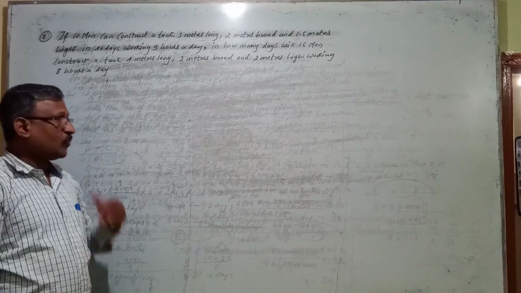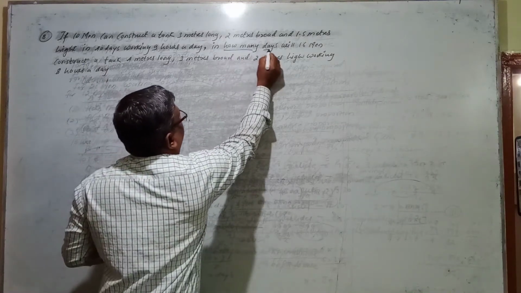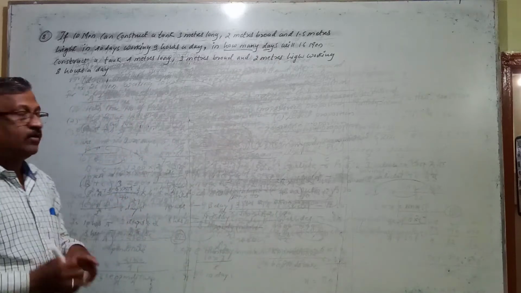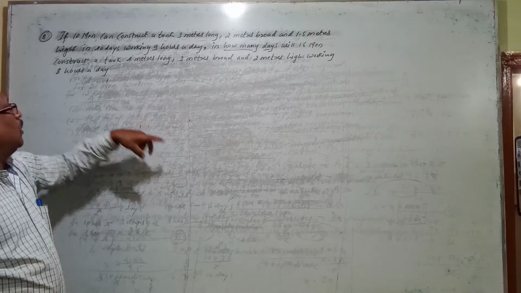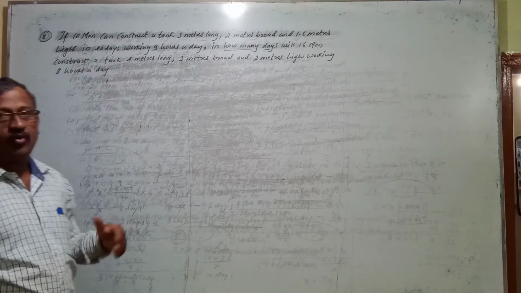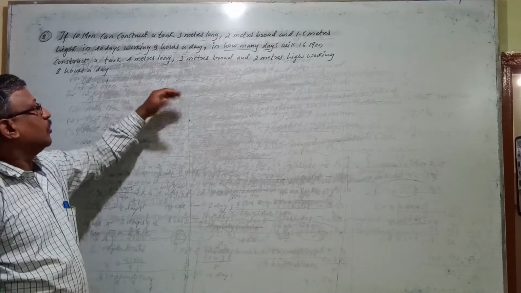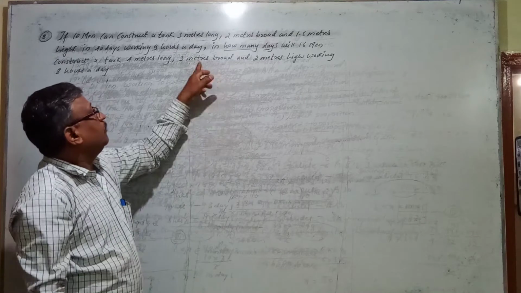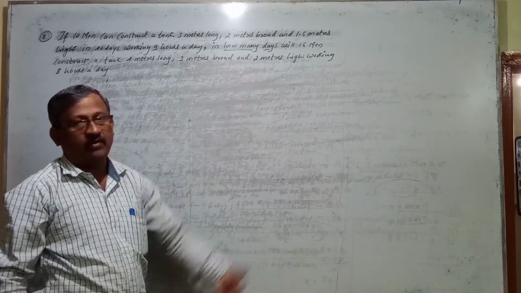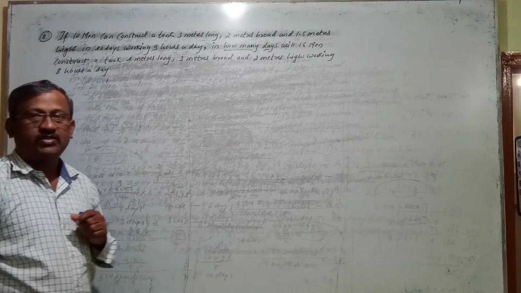So what do you have to find here? You have to find how many days, right? How many days are required for 16 men to construct a tank which is 4 meters long, 3 meters broad and 2 meters high, working 8 hours a day? So that is the question.